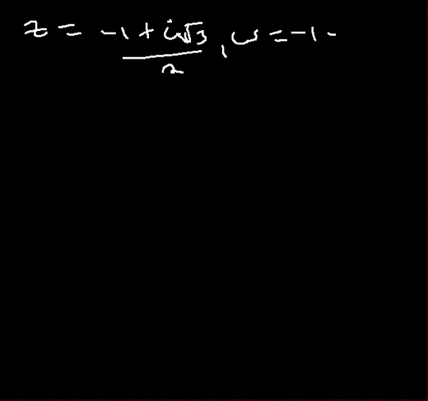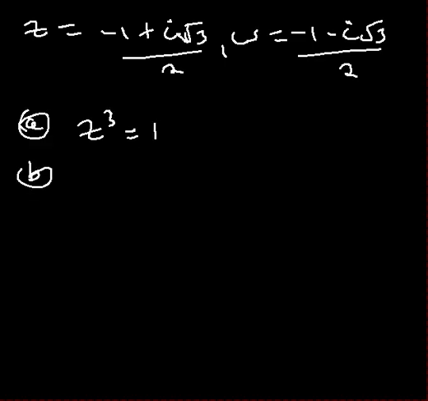And we should also work out this. Assuming that z is equal to (-1 plus i square root of 3) divided by 2, and w is given as (-1 minus i square root of 3) divided by 2. We have to verify if the following statements are true. z cubed is equal to 1. w cubed is equal to 1. We have to show if that is true.